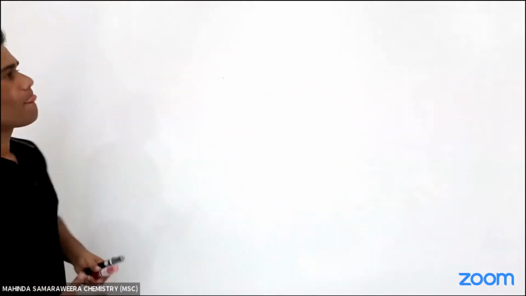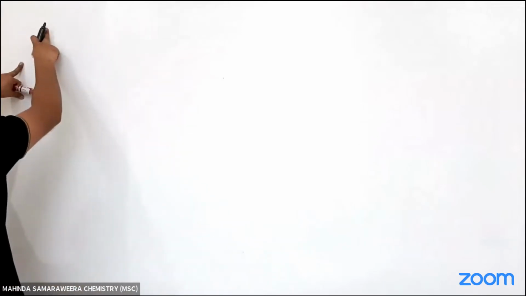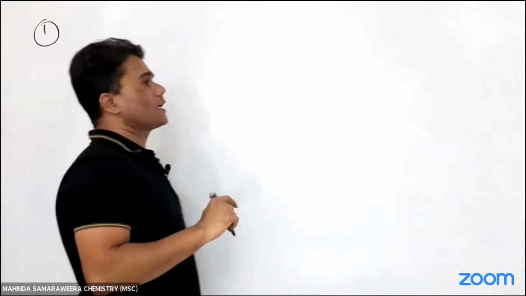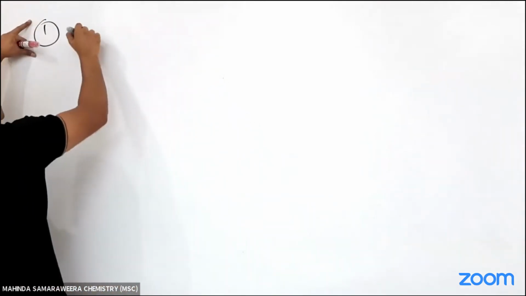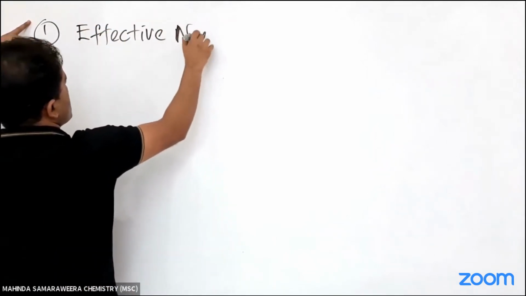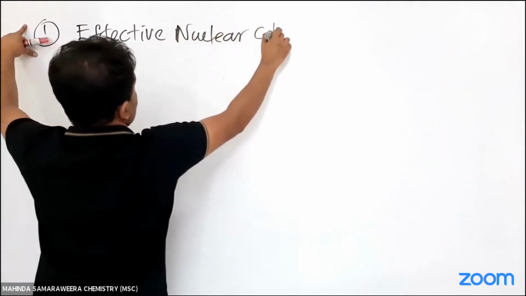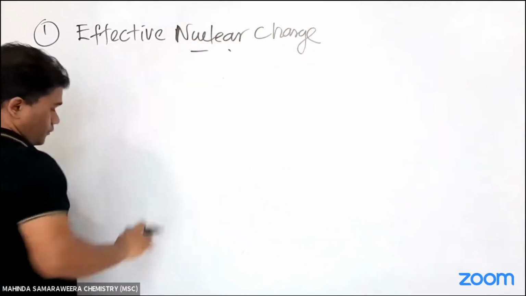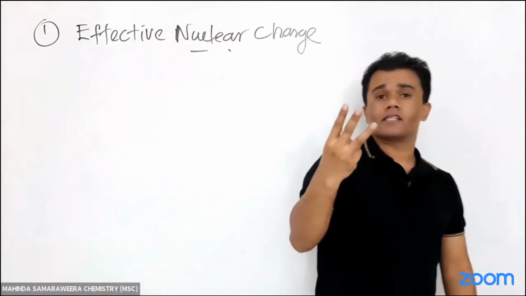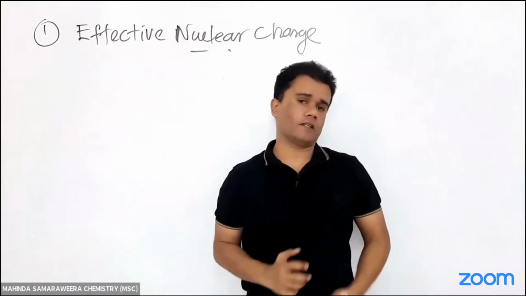What is our lesson? Our lesson is effective nuclear charge. We are under the trends shown by S and P block elements across the period and down the group. Under that, I explained the first one, effective nuclear charge. I explained what effective nuclear charge is, and I explained 3 factors affecting effective nuclear charge.